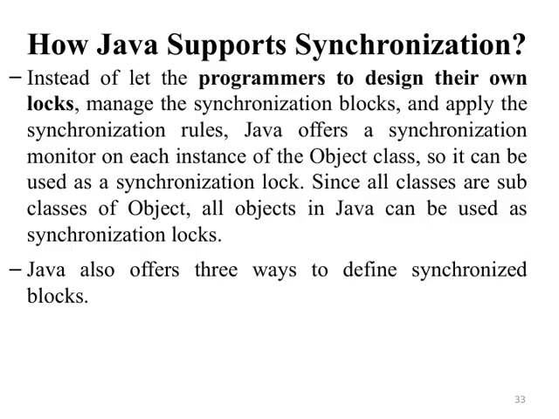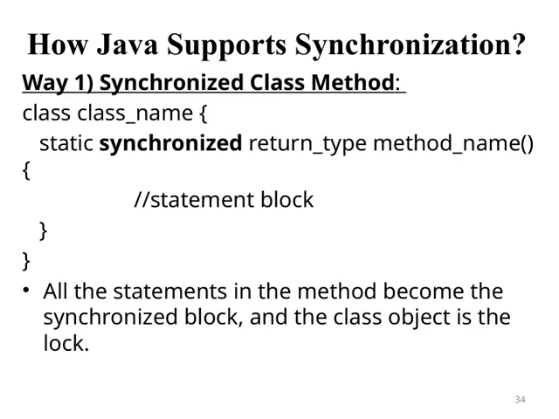So let's talk about how Java supports synchronization, starting with one of the main ways, synchronized class methods. When we define a method as static synchronized, it means that the entire method becomes a synchronized block. In other words, only one thread can execute that method at a time for the class. The lock used here is the class object itself, not an instance.